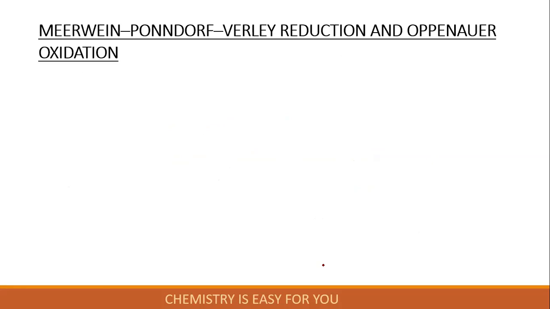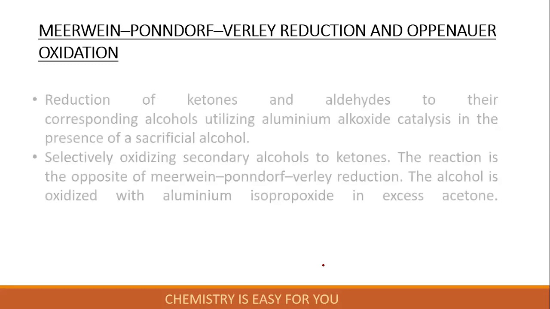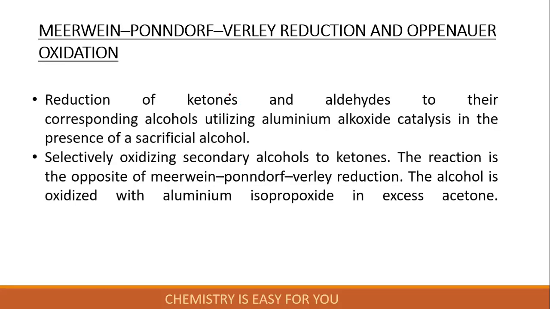Next, we will be discussing another two important closely related reactions, which are the Meerwein-Ponndorf-Verley reduction and Oppenauer oxidation. The importance of these two reactions is that they are exactly the opposite. If the equilibrium of the Meerwein-Ponndorf-Verley reduction shifts to the opposite direction, we get Oppenauer oxidation. So let's see what these reactions are. The reduction of ketones and aldehydes to give alcohol in the presence of aluminium alkoxide will be the Meerwein-Ponndorf-Verley reduction.